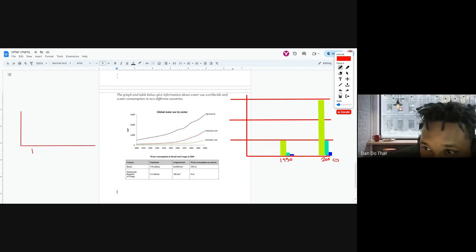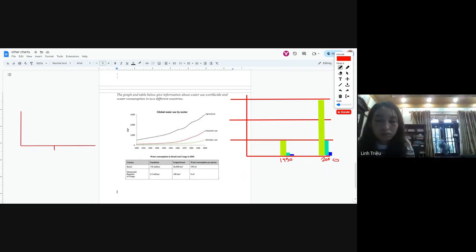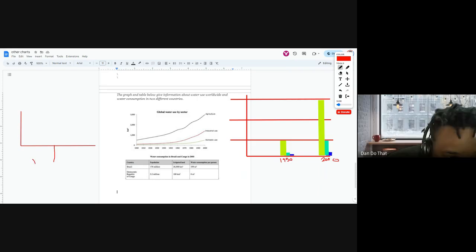So we got two countries, Brazil and Congo. And then we got population. Population of Brazil. Population of Congo. We got irrigated land, whatever that is. I'll just call it land of Brazil, land of Congo. And then we got water consumption per person.